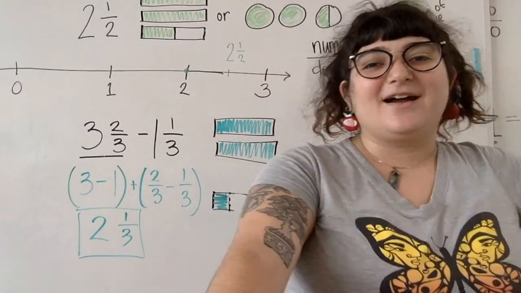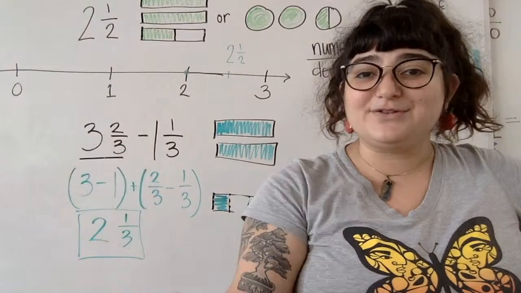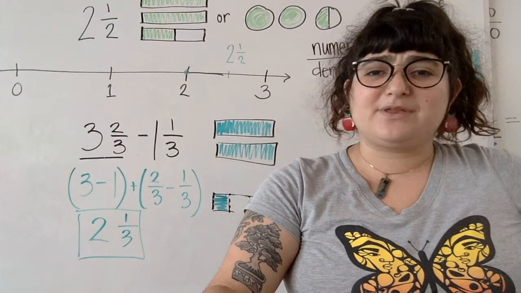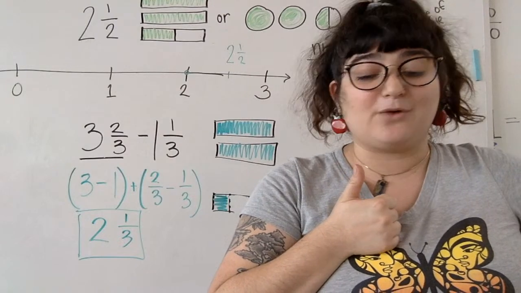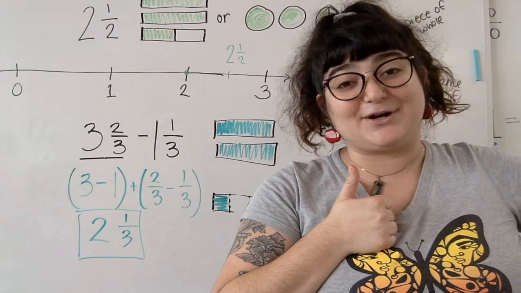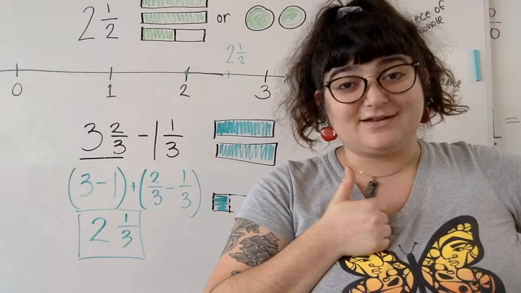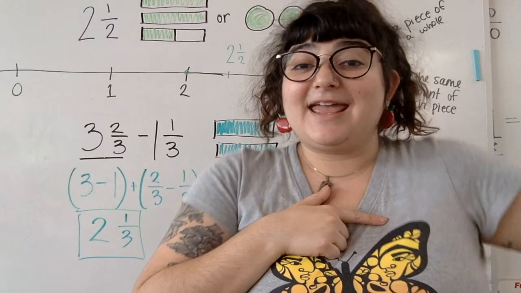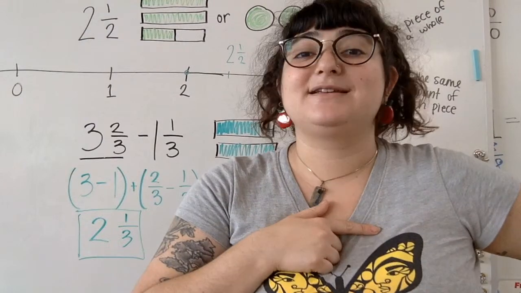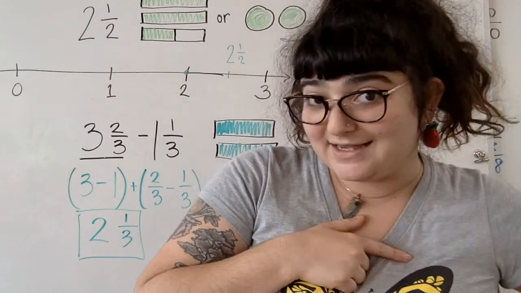Okay. All right, you guys, that concludes our math lesson for today. Say it with me. I can define a mixed number. A mixed number is a representation of a whole number and a fraction. Great. Say it with me again. I can add and subtract mixed numbers with like denominators.